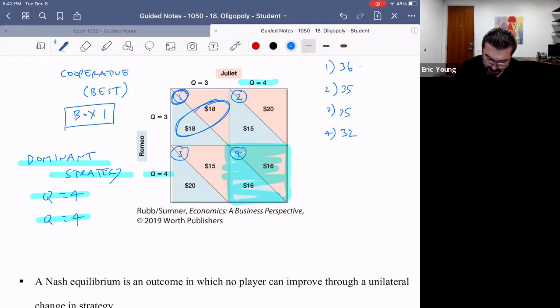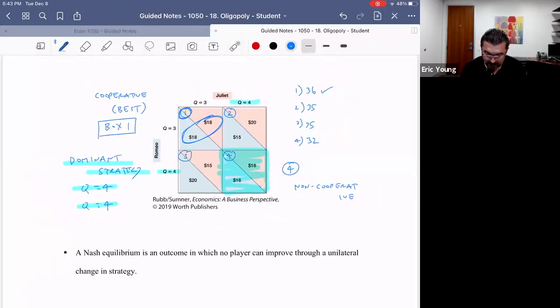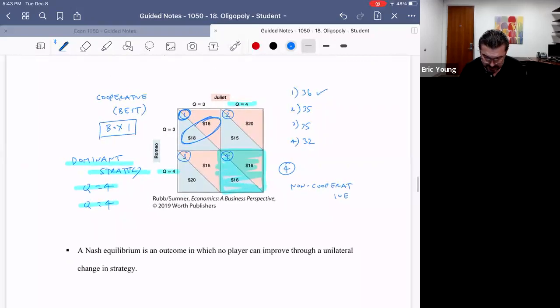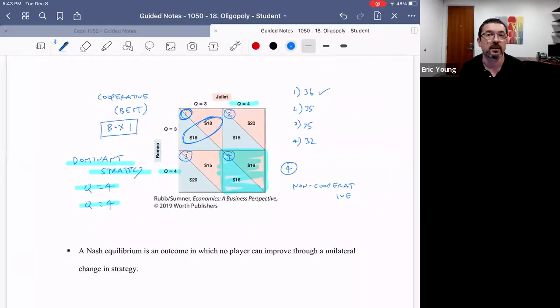They could have walked away with a combined 36 in the cooperative solution, but instead, because of the nature of the incentives, because of the complexity of the payoff matrix, instead, they're going to wind up actually at box 4. They're going to end at a non-cooperative solution, at a non-cooperative outcome. This, my friends, is the paradox of game theory.